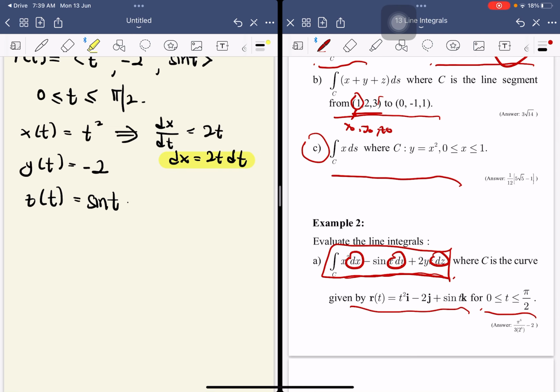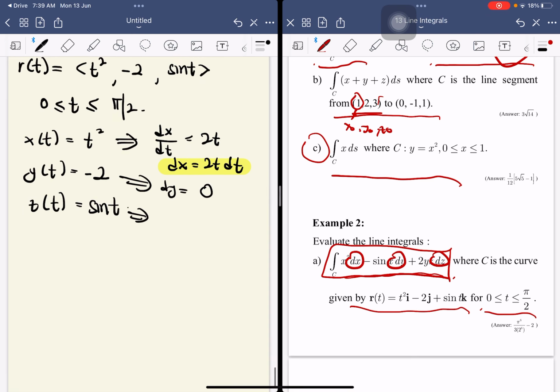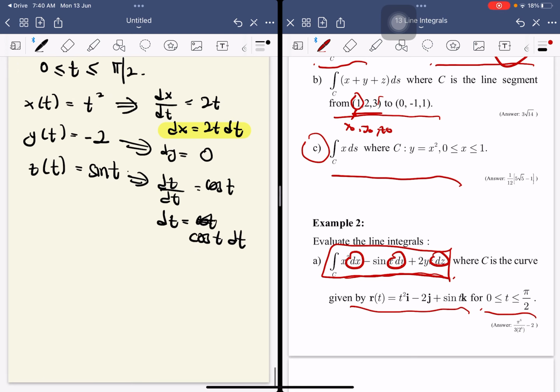So we have dx over here. From y, we get dy over dt equal to 0, so if you rearrange, dy equals 0. For z, if you differentiate, dz over dt is cos t, so dz is equal to cos t dt. We got these coming from the equation of the curve.